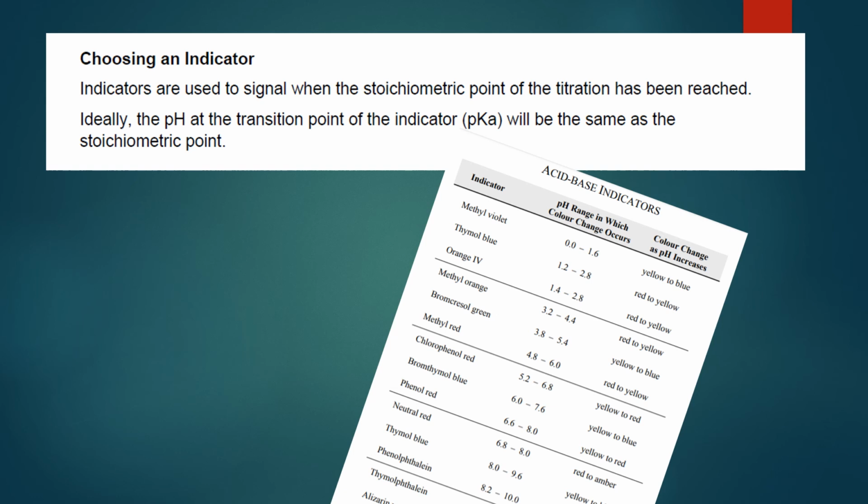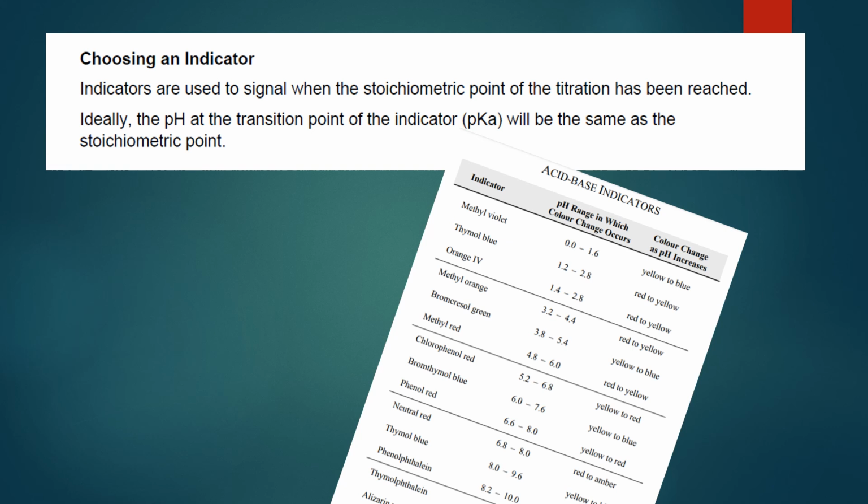Now, choosing an indicator is the last part of this particular lesson, trying to figure out which indicator we use. What you want to do is use an indicator that signals when we reach that stoichiometric point. So with the strong acid, strong base titration, we're trying to find an indicator that changes at a pH of 7. Usually we use phenolphthalein. Phenolphthalein actually isn't the best indicator to use for a strong acid, strong base titration because it changes color between 8.2 and 10. However, it's really easy to see the change between colorless and that bright pink. So that's why we use phenolphthalein.